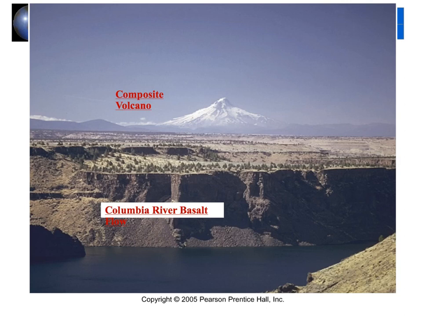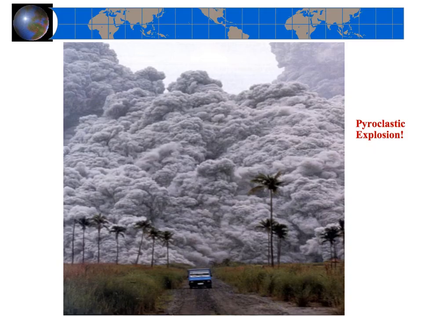Here's a picture of Mount St. Helens in the background, a composite volcano, and also in the foreground you can see the Columbia River basalts, which form from a fissure eruption. Nice picture of a pyroclastic explosion, a lot of ash and cinder there. Yet, not easy to breathe. Watch for aerial debris like bombs and cinders coming down out of the sky. Definitely explosive, so we know high silica.